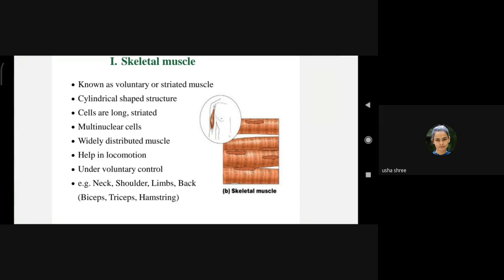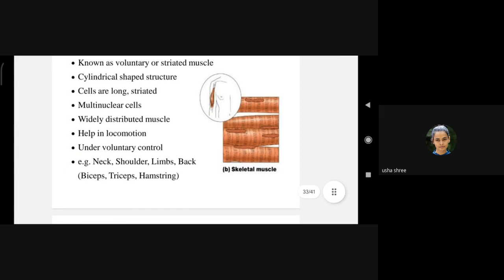These muscles are widely distributed, meaning all over the body we can find muscles. They help in locomotion. Obviously, without muscles we can't move. Locomotion means movement, so muscles help in our locomotion. And skeletal muscles are under voluntary control. Obviously, we can move our skeletal muscles as per our wish. So these are voluntary muscles, like neck, shoulder, limbs. Limbs means our hands and legs.